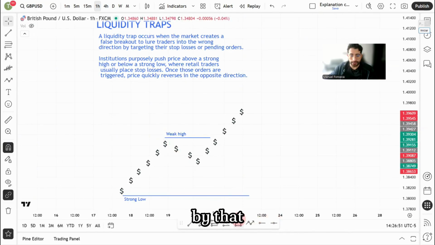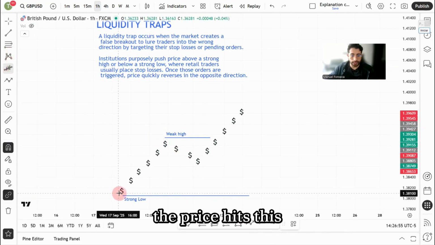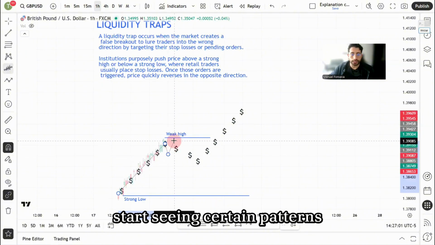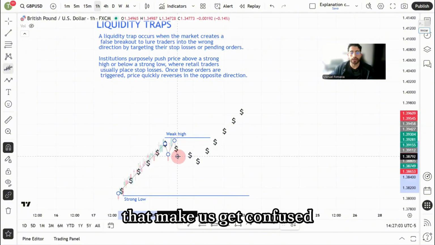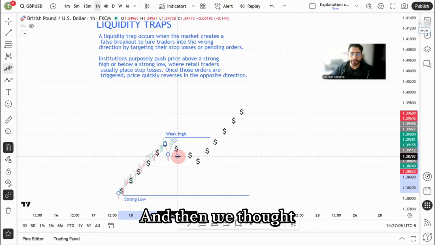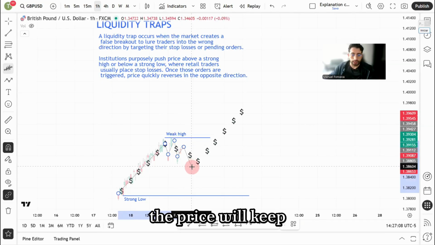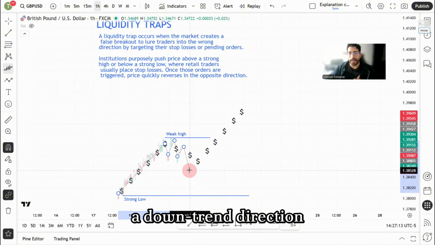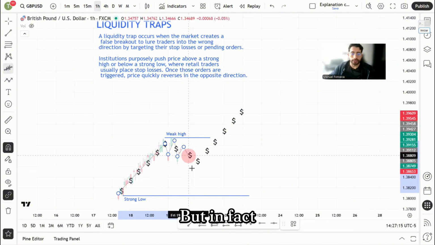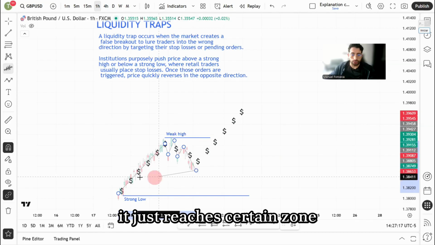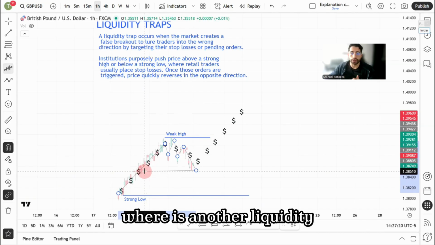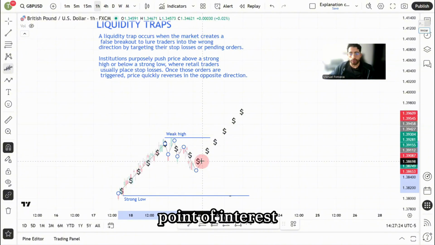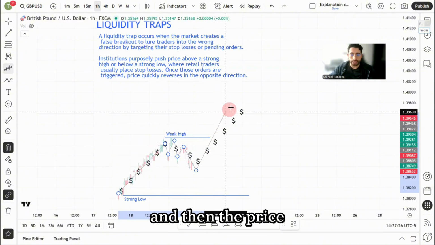What do I mean by that? It means that when the price hits this area in the high and starts making certain lows, that is when we start seeing patterns that confuse us. We think the price will keep following a certain direction, in this case a bearish, downtrend direction. But in fact, it just reaches a certain zone, for example here, where there is another liquidity or an order block or a good point of interest, and then the price keeps pushing up.